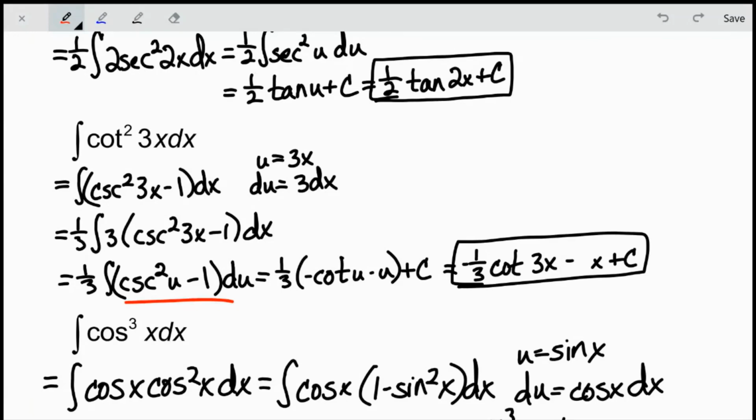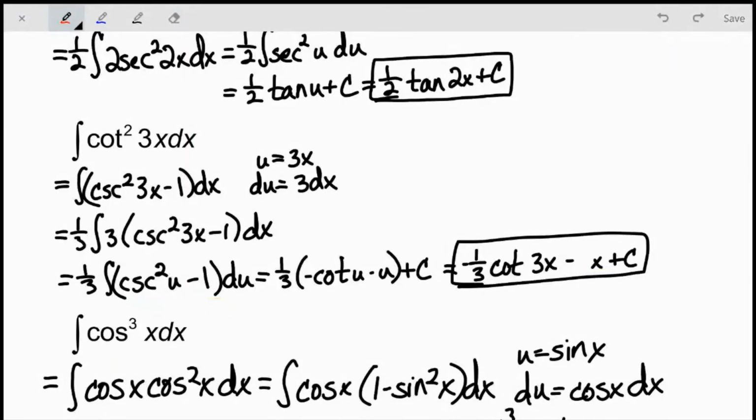Notice the 1/3 is multiplying both of those terms, so you've got to be careful about that. And then do your back substitution, plug in your 3x, and then remember the 1/3 right there. That's why that's an x, because we had 3x times 1/3 gives me x.